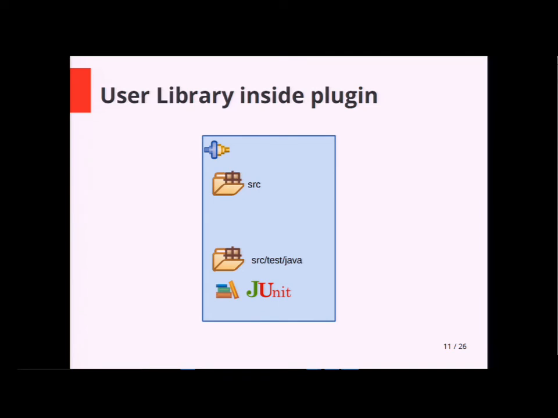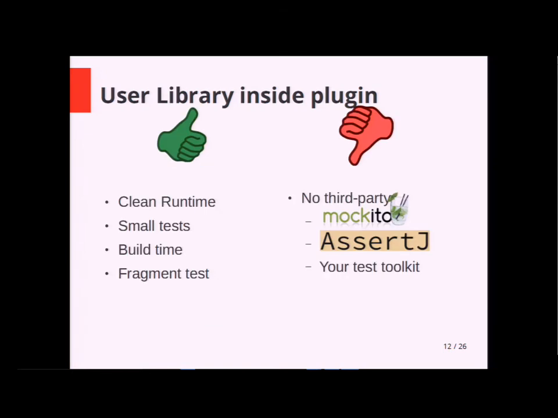So you will add a JUnit library, which is available built-in in Eclipse, and you will add your source folder directly inside your plugin. So like that, you will have access to everything in plain Java in your plugin. So it's cool. When you produce your plugin at the end, you can easily remove all the parts that are the test part. So you have a clean runtime.